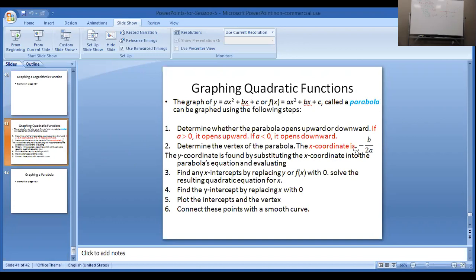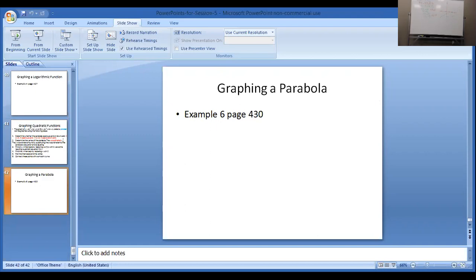The x-coordinate is negative b over 2a. So again, we find the x-intercept, we find the y-intercept, and we find the vertex and connect them. Find 3 points, and depending on whether a is positive or negative, it goes either upward or downward. What's the vertex? It's either the lowest or the highest point. Let's look at an example to make it clear. Go to page 430.